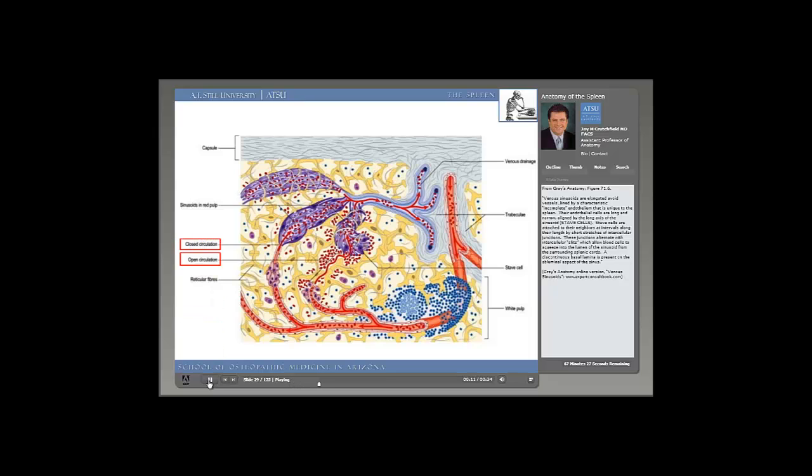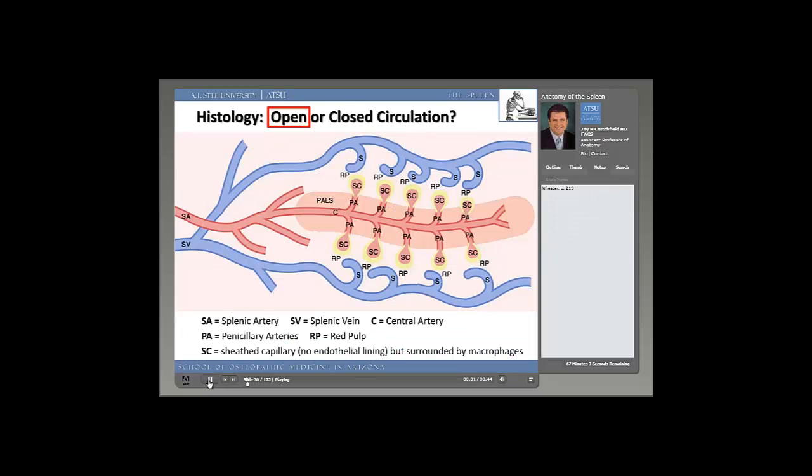If the spleen has closed circulation, the red blood cells will flow directly into the venules and back into the circulation. If it's an open circulation, they'll pass through the red pulp, get filtered, and enter a cell called a stave cell, S-T-A-V-E. We now know that the spleen mostly has open circulation. And here's how we know this.